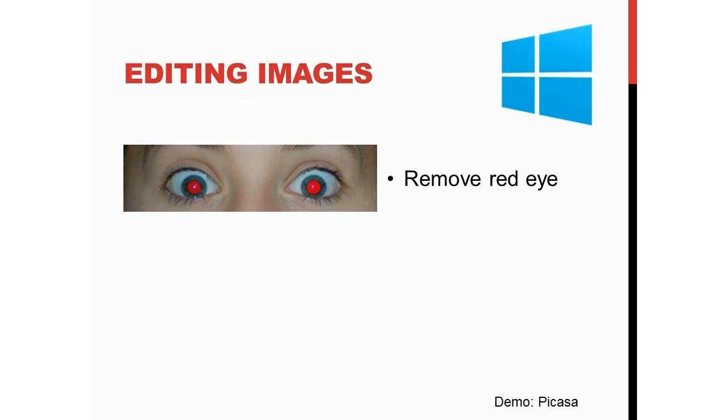I'm sure everyone's had red-eye photos at some time or another, and this is caused where you're using a camera where the flash is very close to the lens. So when the flash fires and the light is reflected back from the back of the eye, the lens captures it. And for this example, we're going to use Google's free Picasa tool, which has got a fantastic red-eye removal tool.